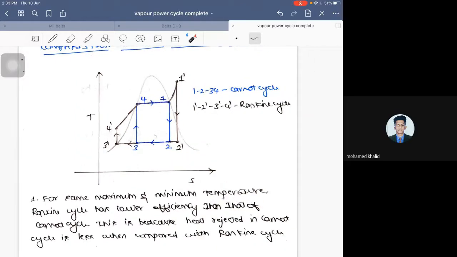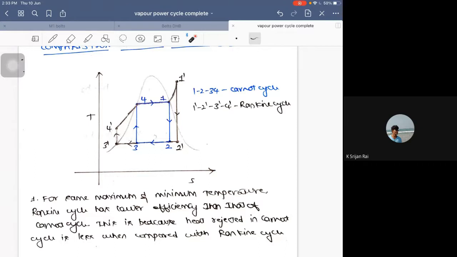Yes, sir. Now, can anyone just read this? Srijan? Yes, sir. For the same maximum and minimum temperature, Rankine cycle has lower efficiency than that of Carnot cycle. This is because heat rejected in Carnot cycle is less when compared with the Rankine cycle.